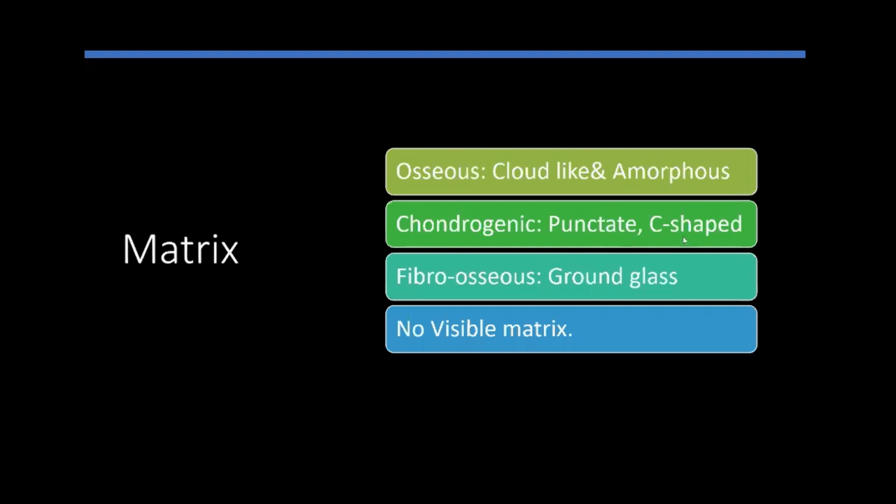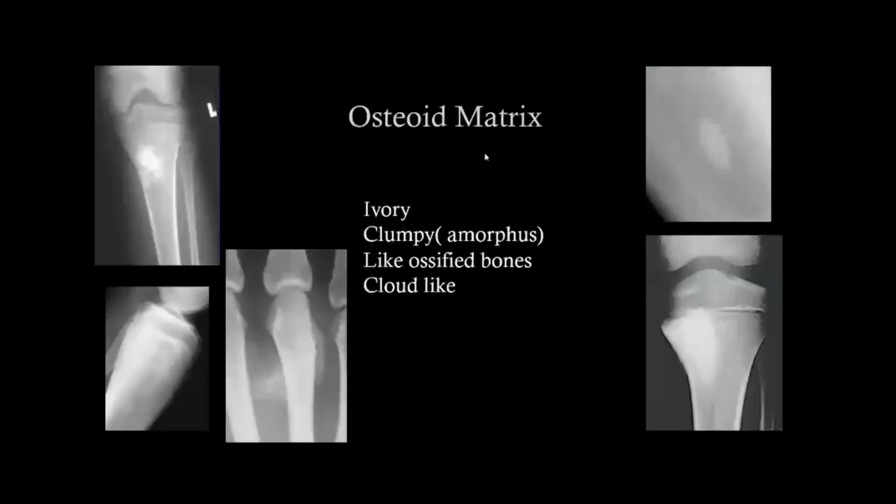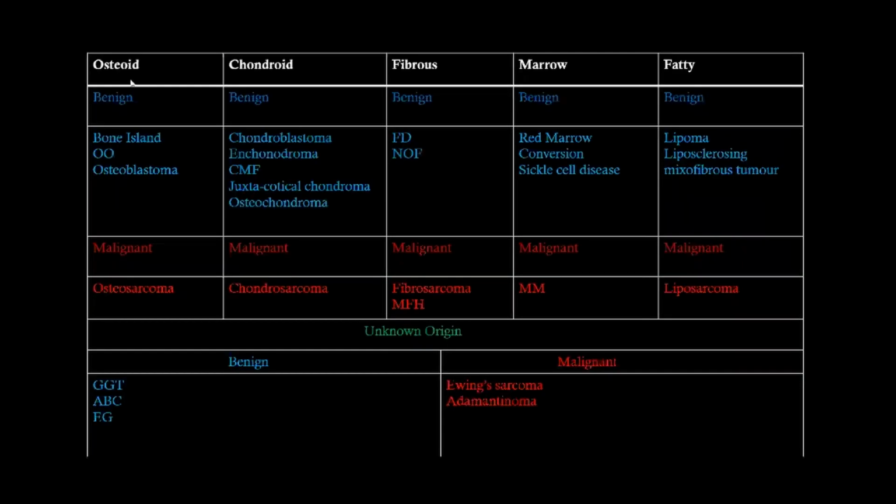And this fibroosseous matrix appears as ground glass. It is not lucency, and even in the CT, it is not lucent. It is not the attenuation of fluid, not the attenuation of soft tissue. It is higher attenuation, and there is no visible matrix. An example for the osteoid matrix is the bone island, which is very famous, with brush borders or clumpy or amorphous or cloud-like appearance.